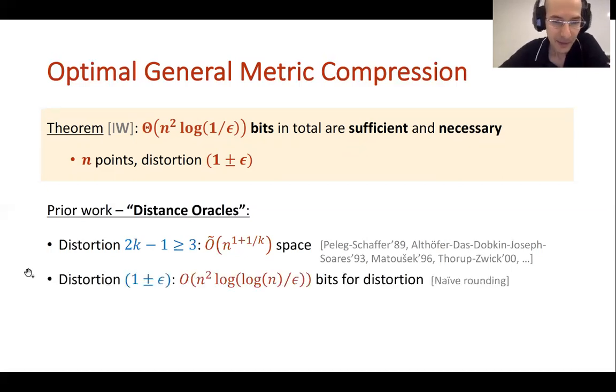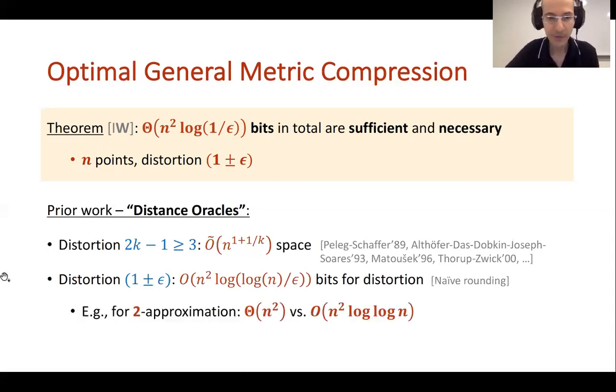But in the 1 plus minus epsilon regime, which is what we care about, the best thing that was known before our work was just naive rounding. So you take each distance, you round it to its nearest power of 1 plus epsilon. This clearly gives you a correct sketch, and it has this size if you compute it. For example, if you want a 2 approximation of each distance, then we get the tight bound of n squared bits up to a constant, whereas the previous one was n squared log n.